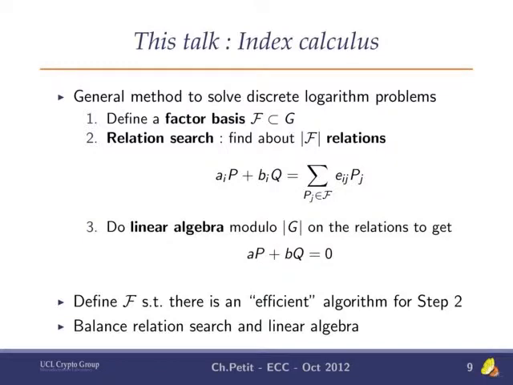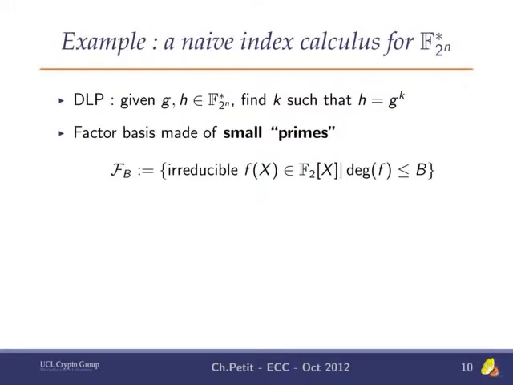Okay. So to give an example of index calculus for DLP, you are given G and H belonging to F to the N, and you want to find some K such that H equals G to the K. So you take as a factor basis the set of small primes. So primes here are really irreducible polynomials F, such that the degree, because you want them to be small, you say the degree must be smaller than some bound B.